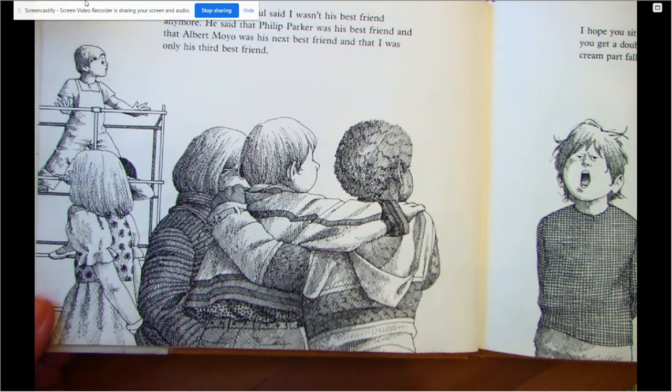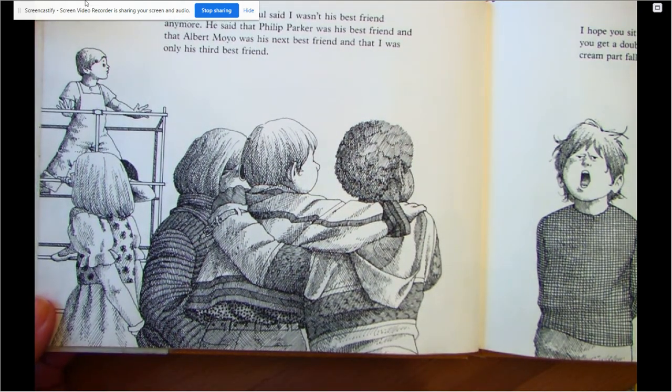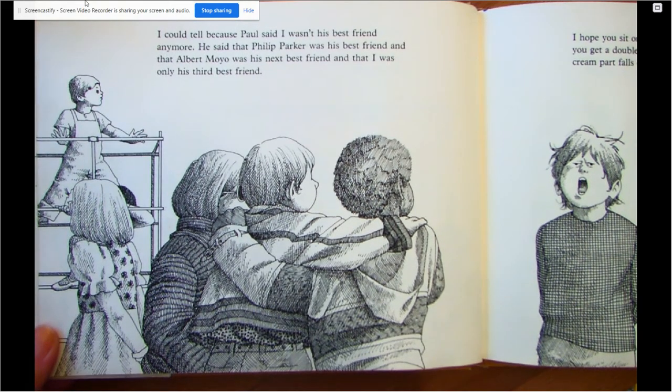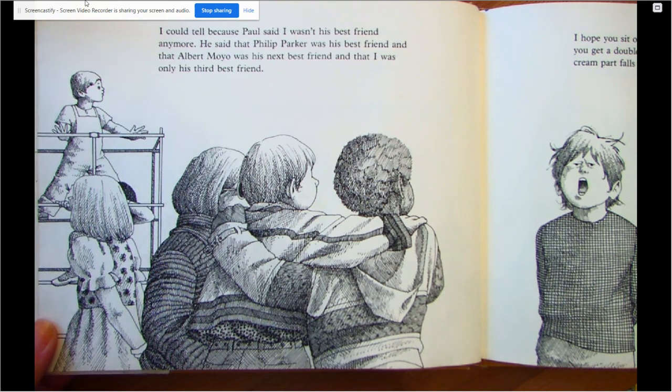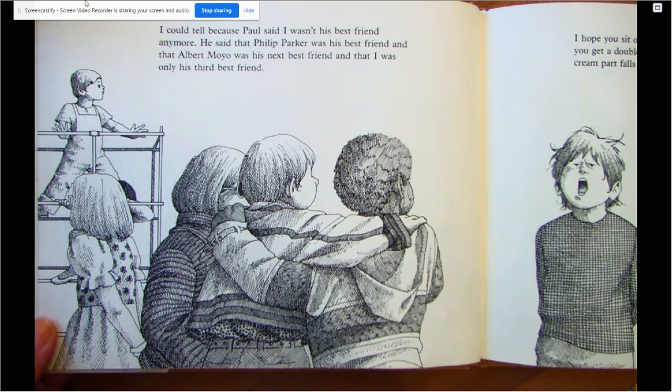I could tell because Paul said I wasn't his best friend anymore. He said that Philip Parker was his best friend and that Albert Moyo was his next best friend and that I was only his third best friend.